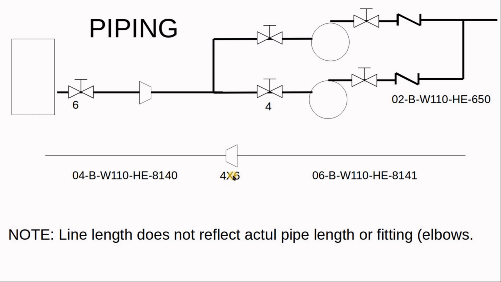4x6 means we have 4 inch on one side, 6 inch on the other side. If you look here, you can see this valve is a 6 inch, meaning this line is 6 inch. This valve is 4 inch, so this line is 4 inch. That means we have a transition from 6 to 4. So this is an enlarger or reducer, 6/4 or 4/6. This is a 2 inch line, which is the discharge of our pumps, 2 inch line, and so on.